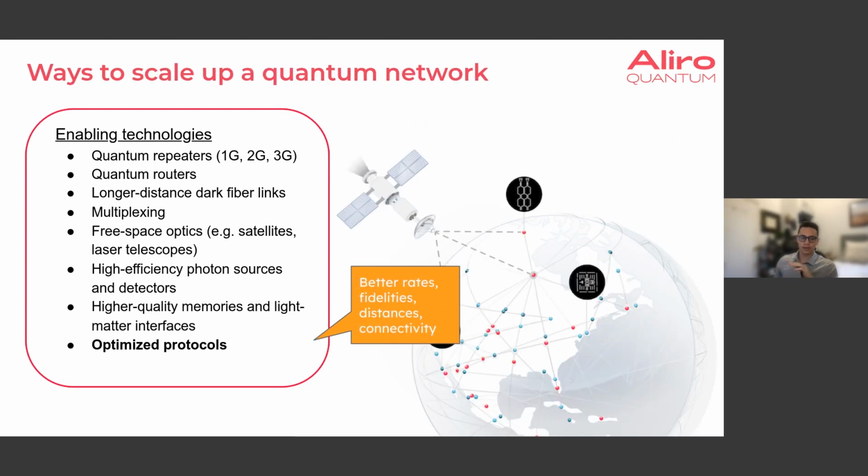From the software perspective, having optimized protocols, with quantum protocols and classical messaging protocols, enables better rates, better fidelities, longer distances and higher connectivity. These protocols govern the behavior of all these nodes and what they're doing and how we manage the resources in the network. So making sure our protocols are optimized and we're using the resources in an optimal manner will enable, again, these higher rates and fidelities and distances.